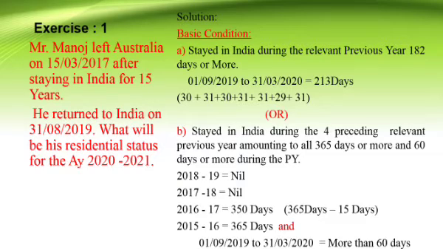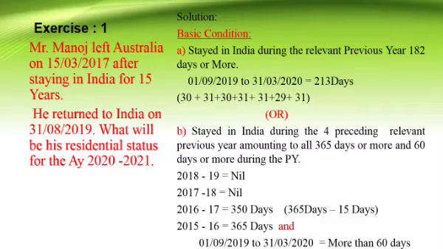Next, the solution for the problem. First we have to apply the first basic condition. The first basic condition is staying in India during the relevant previous year for 182 days or more. Our previous year is 2019-2020, from 1st April to 31st March. In the problem it is clearly given that he came to India on 31st August 2019. So from 1st September he came to India, and after that he has stayed in India only.